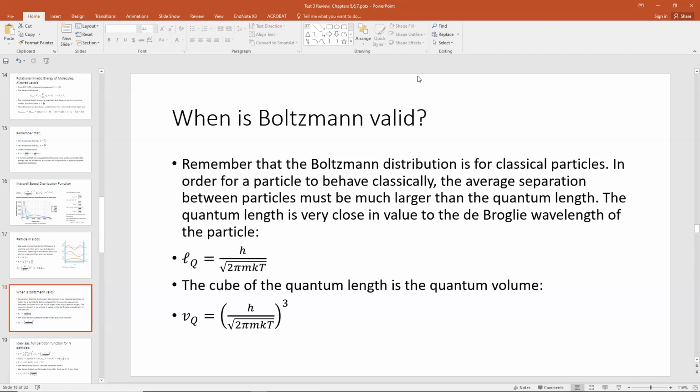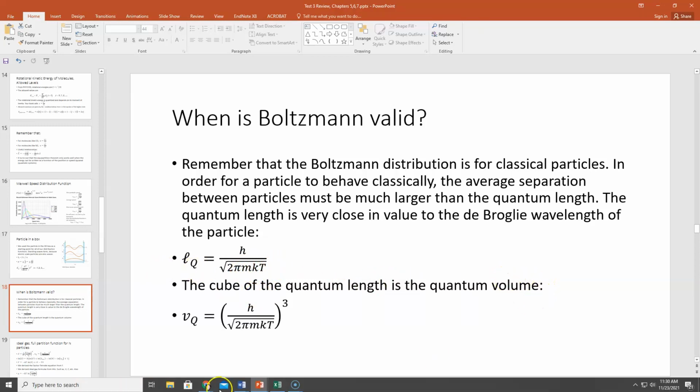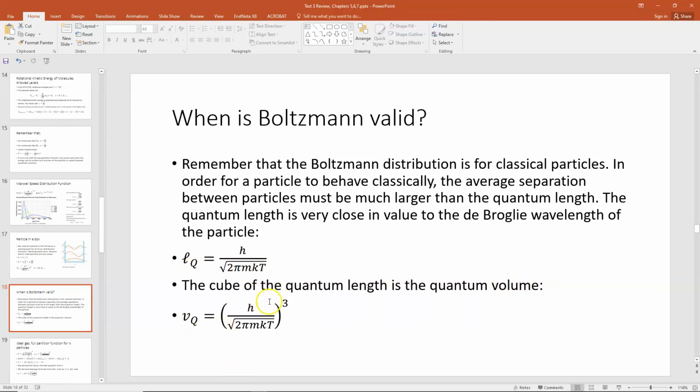Remember that m here is the mass of a single particle, okay, not the molar mass. Don't do that. Anytime you see k, then you're going to plug in the mass of the particle. Anytime you see R, the gas constant, that's when you plug in the molar mass. But m is the mass of a single particle here. Now, the cube of the quantum length is the quantum volume, which is V sub q, and that's h over the square root of 2 pi mkT, cubed.